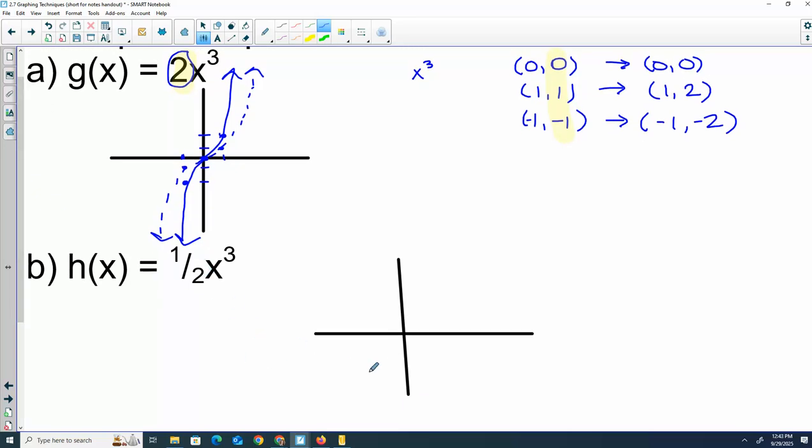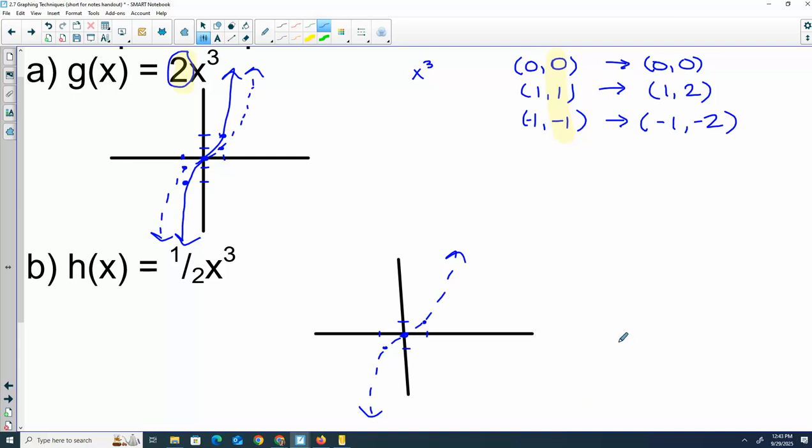The second one. If I said 1/2 x cubed, my parent function is the same. 0 cubed is 0, 1 cubed is 1, negative 1 cubed is negative 1. You can do more points if you like. 2 cubed is 8, negative 2 cubed is negative 8. But we have our graph.